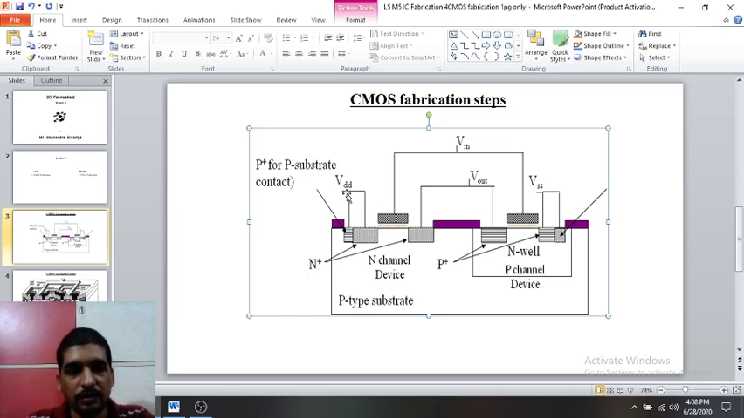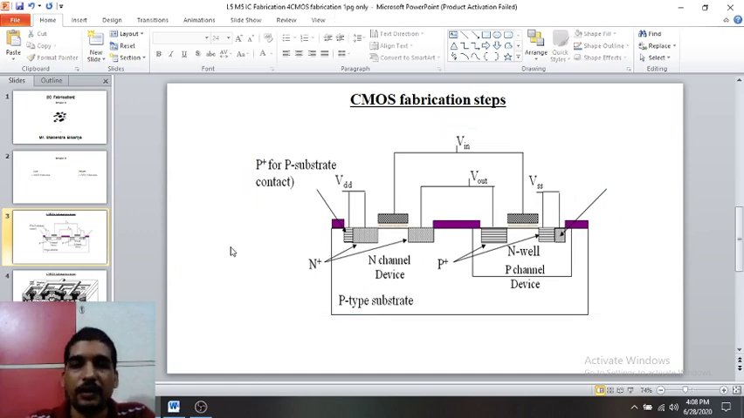Then these two terminals, the source and substrate of this PMOS, will be connected to the supply. Then the drain of PMOS is connected to the drain of NMOS, and the source and substrate of NMOS is connected to the supply VSS or ground. Okay, so this is what we want to fabricate, and we will see the fabrication steps.